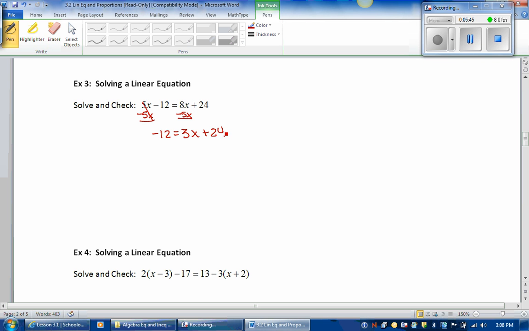Since I moved the x to the right-hand side, I want to move the constants to the left-hand side. They're always going to go to the opposite side. Negative 12 minus 24. If the signs are the same, you add them and keep the sign.